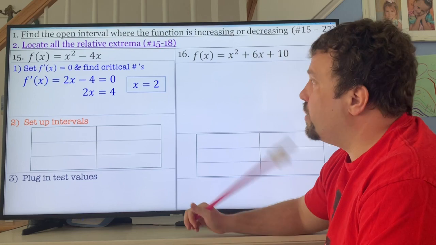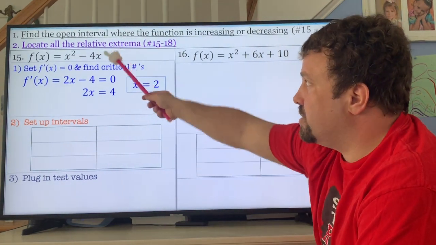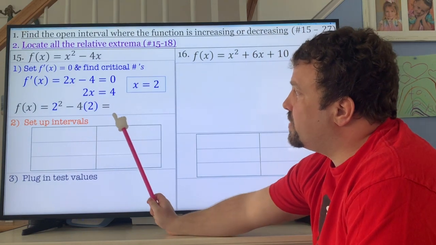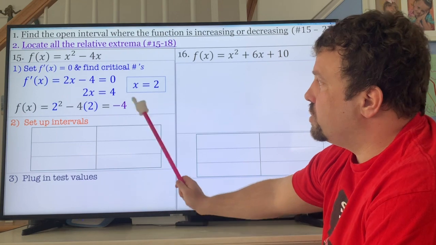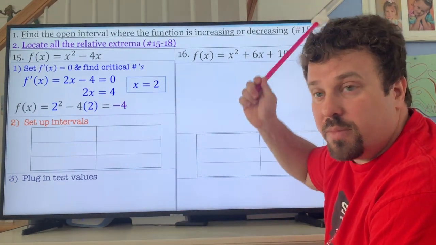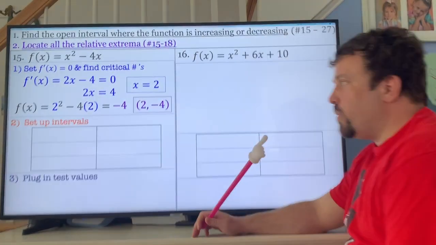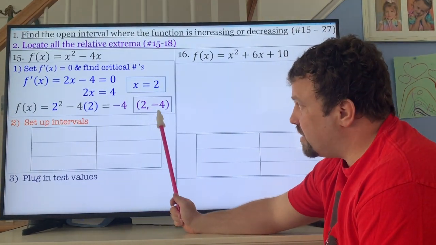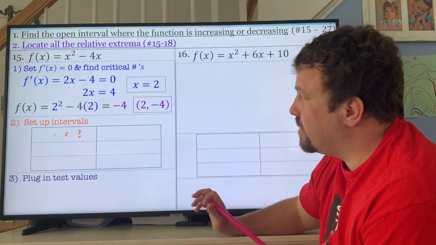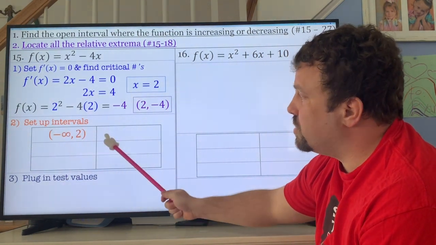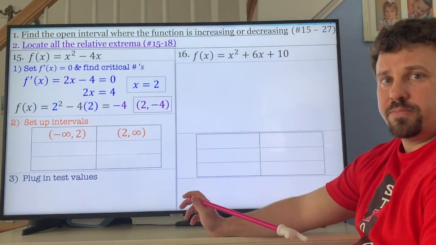Now to find the critical point, you're going to take that 2 and plug it into your original equation, because this is your x value, you need your y value. 2 squared minus 4 times 2, 4 minus 8 is -4. So your actual extrema, your maximum or minimum point, is (2, -4). Now that we have the actual point, we can find out what it's doing on both sides of this point. You set up your intervals from negative infinity to your critical number, which is 2, and from 2 to positive infinity.